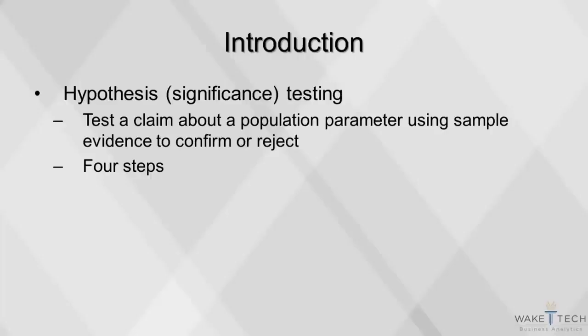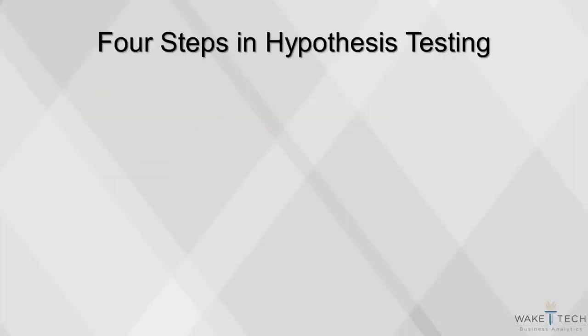This video will cover hypothesis testing, which is also called significance testing, and occurs when we test a claim about a population parameter using sample evidence that confirms or rejects the claim. There are 4 steps in the hypothesis testing process, all of which will be covered in this video. Here's a summary of the 4 steps in hypothesis testing. After this, we'll discuss each step in detail.